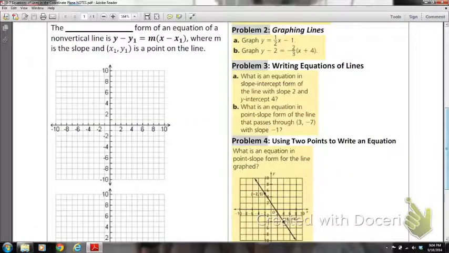In problem 2, we're going to graph a couple of lines based on the equation of the line. The first graph is y equals 1/2 x minus 1. And so you just need to compare that to your slope-intercept form, y equals mx plus b. So m is equal to 1/2, and b is equal to -1.